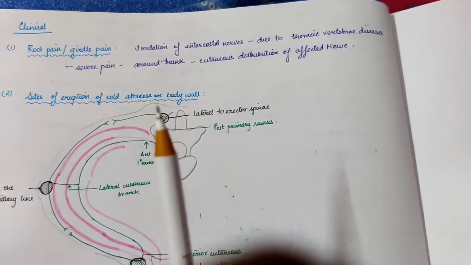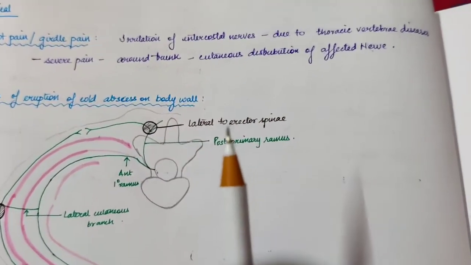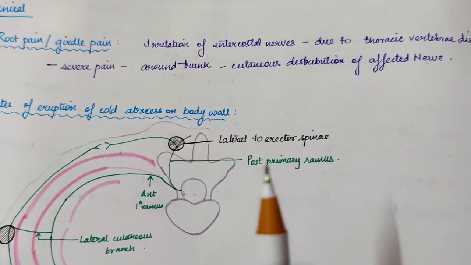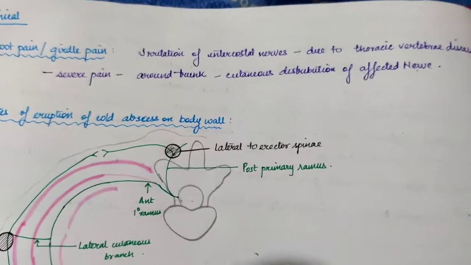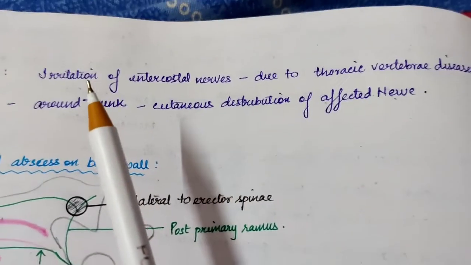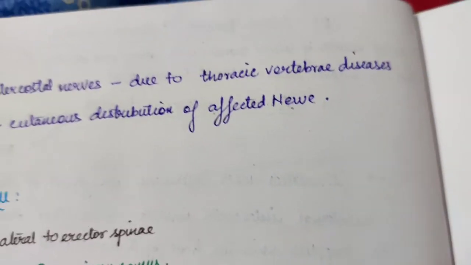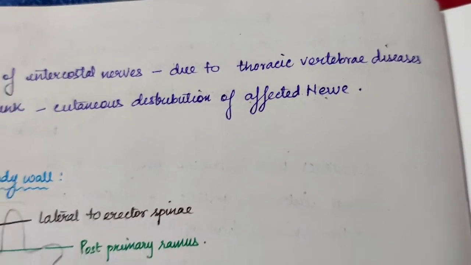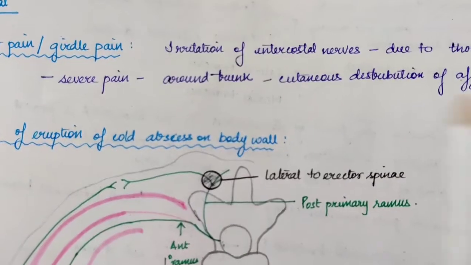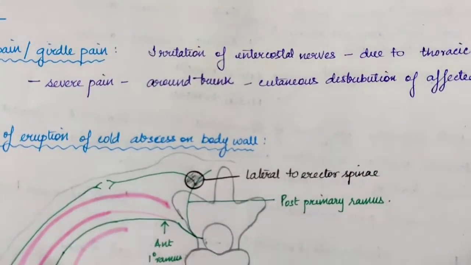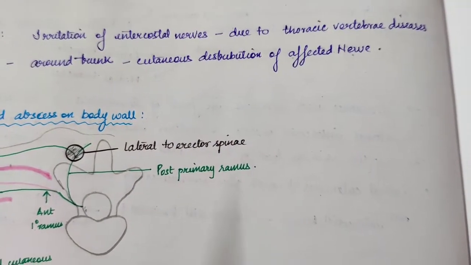Now we come on to the clinical problems. Number 1, the root pain or girdle pain. Irritation of the intercostal nerves due to thoracic vertebral diseases causes severe pain around the trunk. The cutaneous distribution is that of the affected nerve. What happens actually? If there are any kind of thoracic vertebral diseases, then obviously these nerves will feel the irritation, and it will cause severe pain around the trunk, in the cutaneous distribution of the affected nerve.